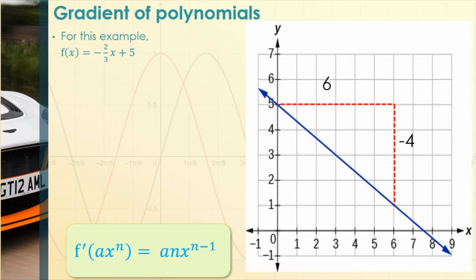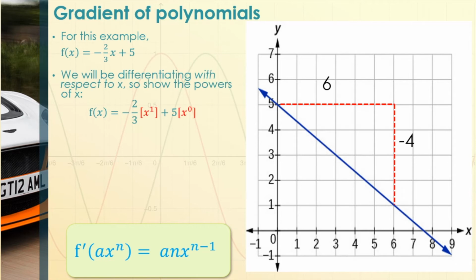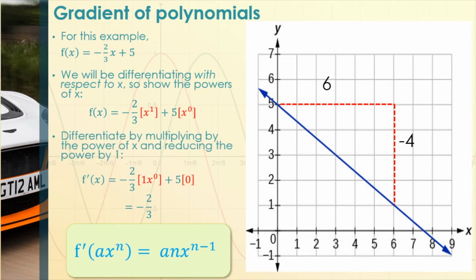Now looking at our general rule again, f'(x), because we're using Lagrange notation this time, of a times x to the power of n becomes a times n, which is the power, times x to the power reduced by 1, n minus 1. So we will be differentiating with respect to x, so show the powers of x in our function. So we have minus 2/3 of x to the power of 1 plus 5 times x to the power of 0. So simply multiply by the power and reduce the power by 1.